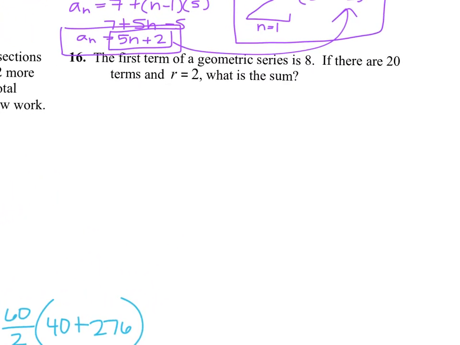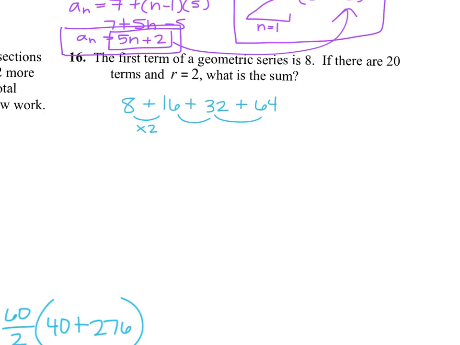Okay. All right, last one. Almost there. This says the first term of a geometric series is 8. If there are 20 terms and r is 2, what is the sum? So we can say 8, and then our next term, if we're multiplying by 2, would be 16. And then our next term would be 32, and our next term would be 64. So you could do that 20 times. It's a pain, but you could. And it gets to be a really big number. Yeah, I wouldn't do that.